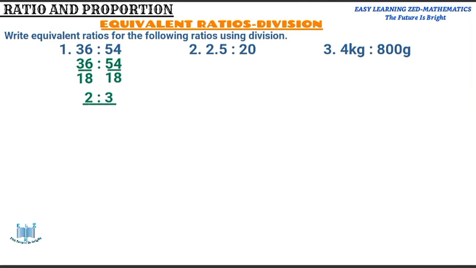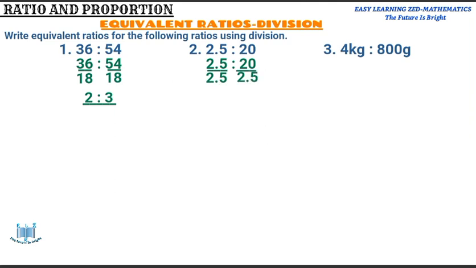Okay, let's go to example 2. Example 2, we have 2.5 to 20. I'm going to do the same thing. I'm going to rewrite it down here. Once I've done that, I'm going to divide both sides by a common factor. In this case, the biggest common factor is 2.5 itself. So I'm going to divide both sides by 2.5, which is 2.5 divided by 2.5 and 20 divided by 2.5.